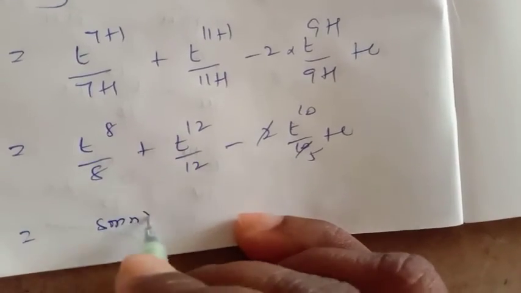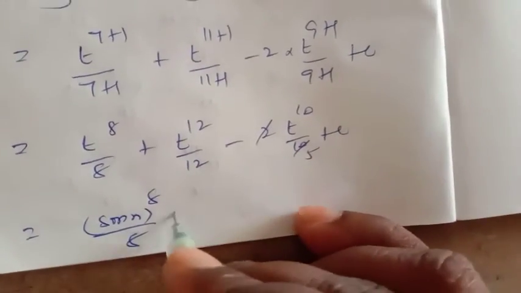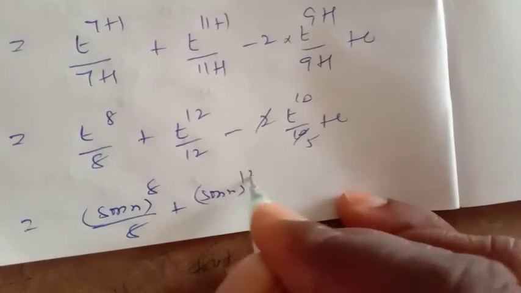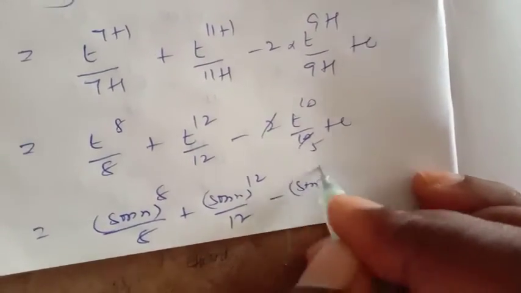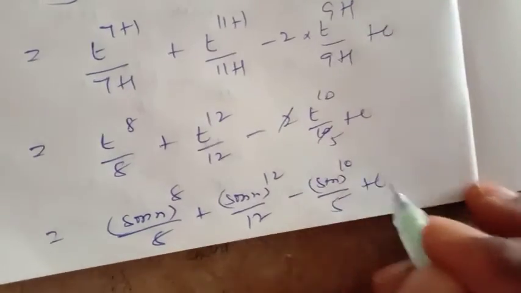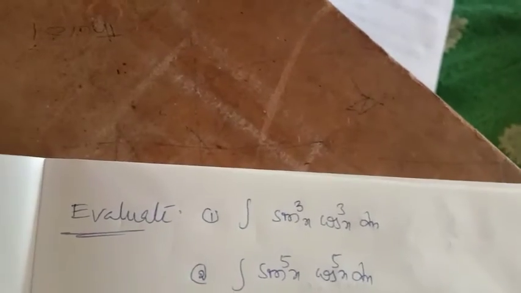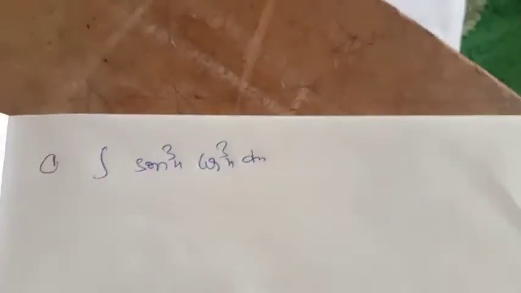sin x power 8 by 8 plus sin x power 12 by 12 minus sin x power 10 by 5 plus c is the answer of this problem. And next one, sin cube x into cos cube x dx.